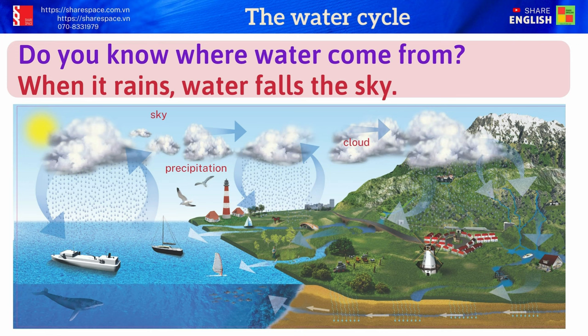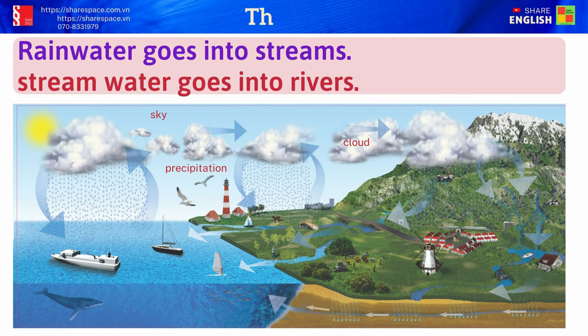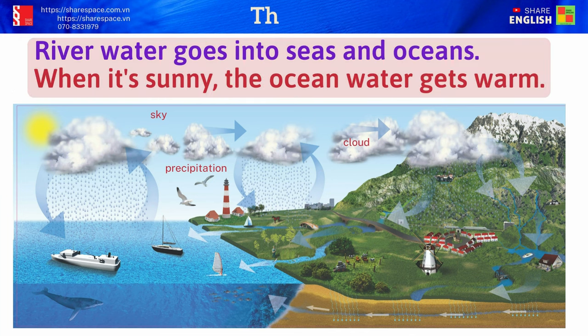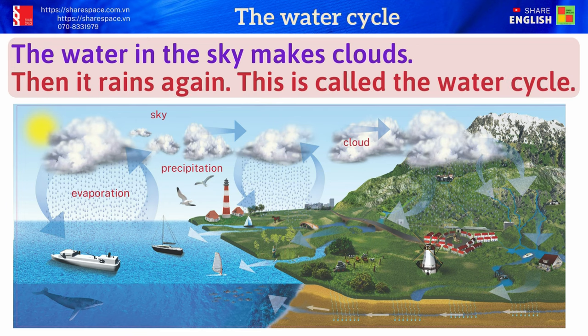The water cycle. Do you know where water comes from? When it rains, water falls from the sky. This is called precipitation. Rainwater goes into streams. Stream water goes into rivers. River water goes into seas and oceans. When it's sunny, the ocean water gets warm. Some water goes up into the sky. This is called evaporation. The water in the sky makes clouds. Then it rains again. This is called the water cycle.